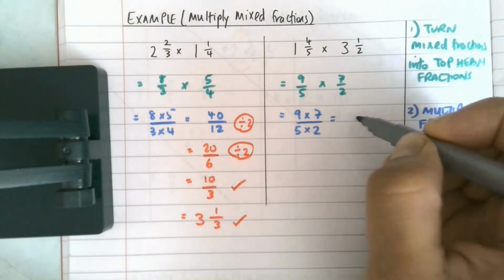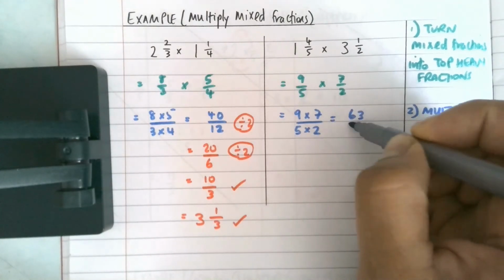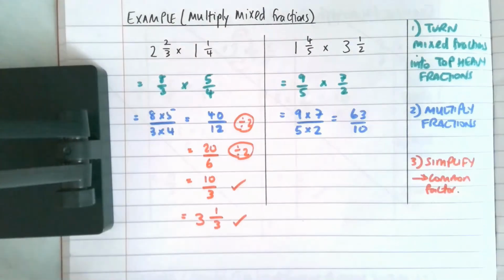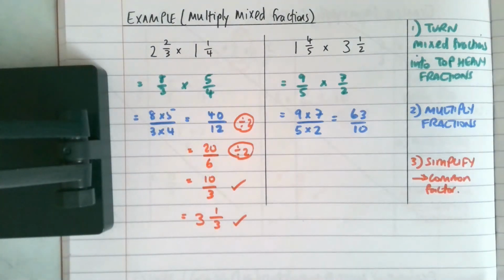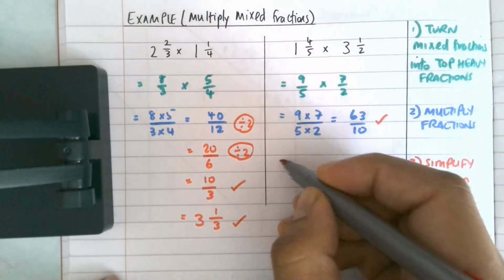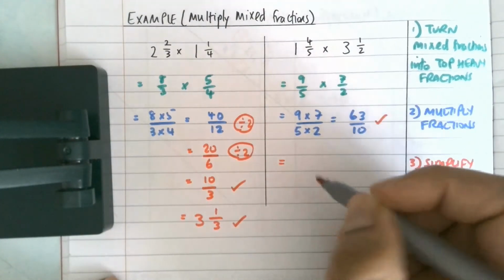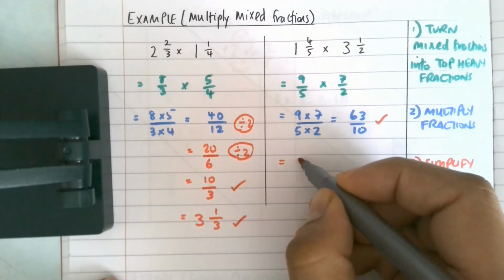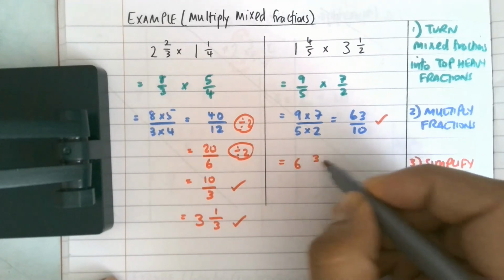9 times 7 is 63. 5 times 2 is 10. You would simplify at this stage, but there is no common factor between 63 and 10. So we can't do anything more with that. But what we can do is leave it as a mixed fraction. 10 goes into 63 6 times. There's a remainder of 3, still divided by 10.